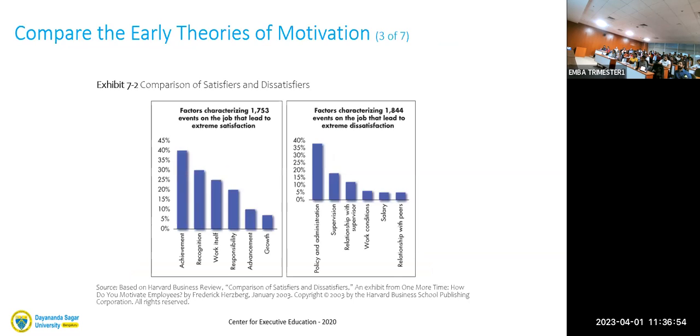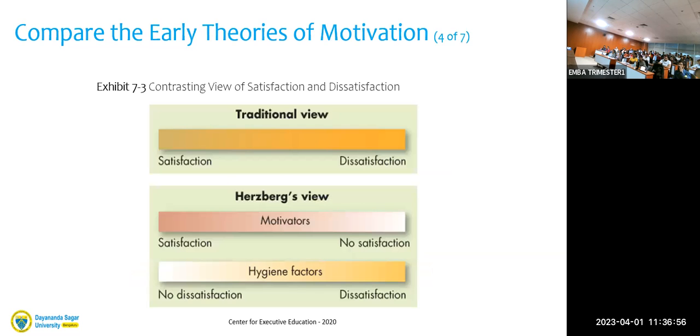Then we come to another interesting theory called Herzberg's two-factor theory, and it is fascinating. So people said that either you are dissatisfied or satisfied. For example, if I asked you, are you satisfied or dissatisfied with this class? You can also say dissatisfied. Herzberg said it's not that simple. He says people are not either motivated or demotivated.